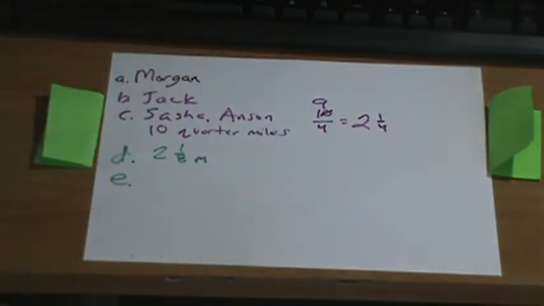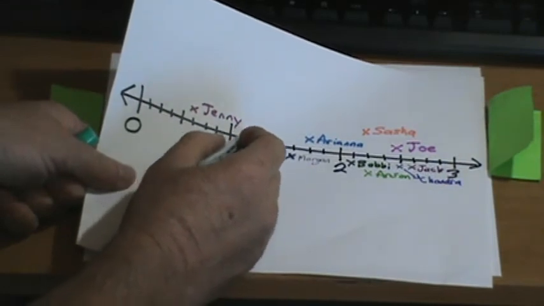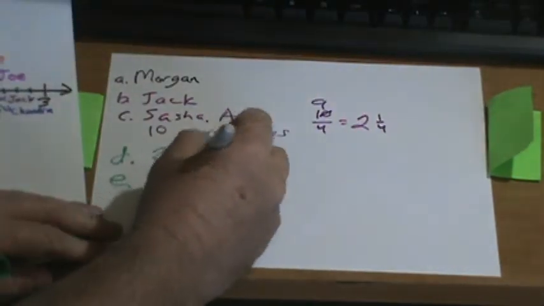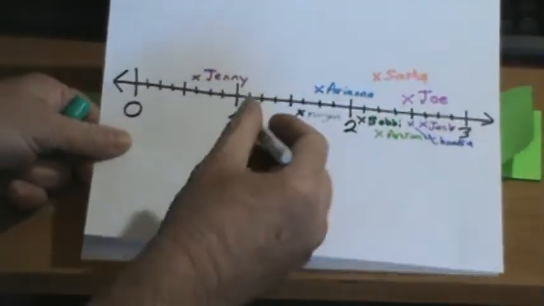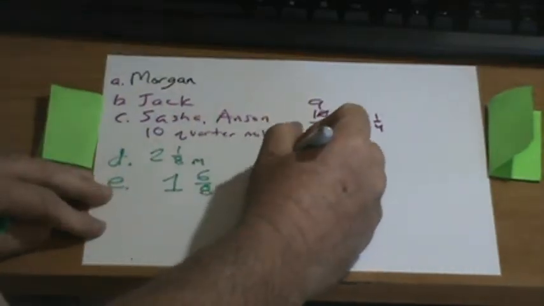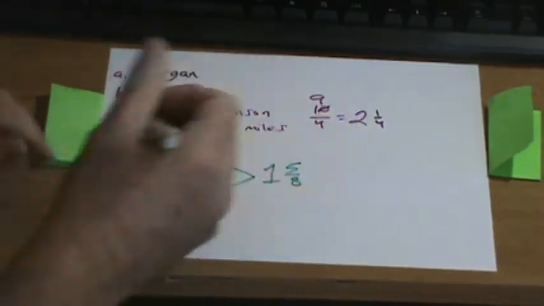And we'll do E. E. Compare the distances run by Ariana and Morgan using greater than, less than, or equal to. So let's go to Ariana. And Ariana ran 1 and 1, 2, 3, 4, 5, 6 eighths. And Morgan ran 1 and 1, 2, 3, 4, 5 eighths. Well, what's greater? Be 1 and 6 eighths, of course.